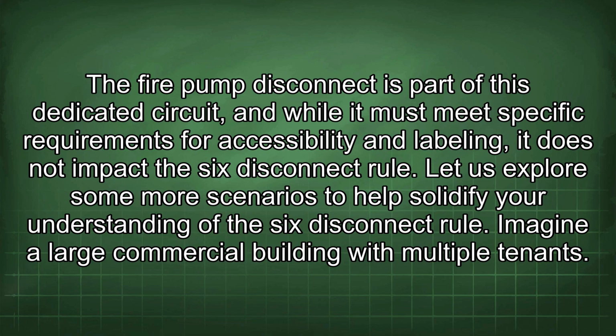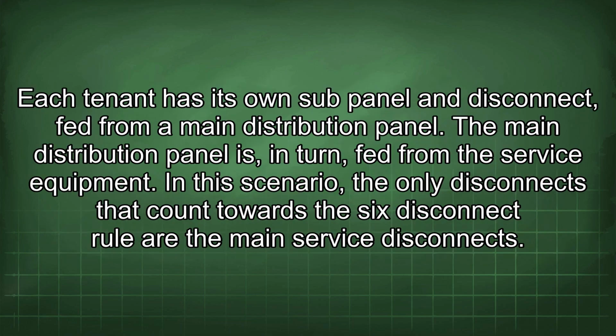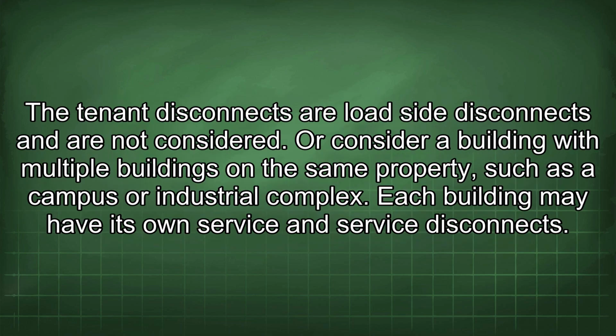Imagine a large commercial building with multiple tenants. Each tenant has its own sub-panel and disconnect fed from a main distribution panel. The main distribution panel is in turn fed from the service equipment. In this scenario, the only disconnects that count towards the 6 disconnect rule are the main service disconnects. The tenant disconnects or load side disconnects are not considered.